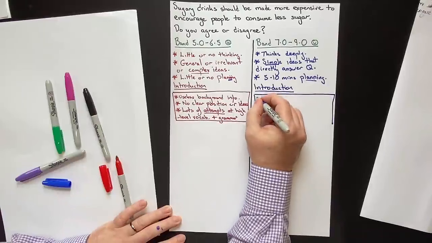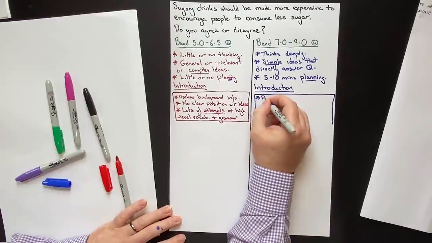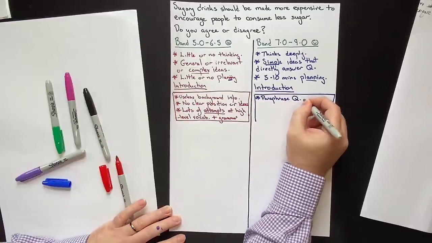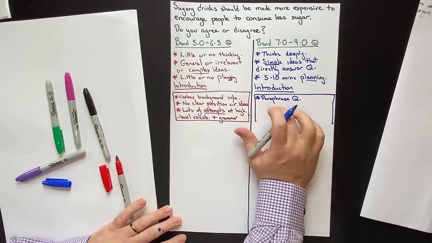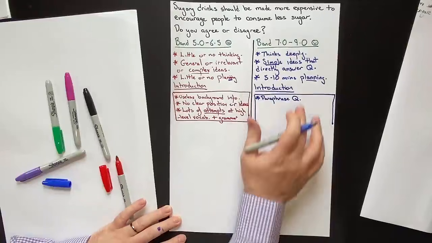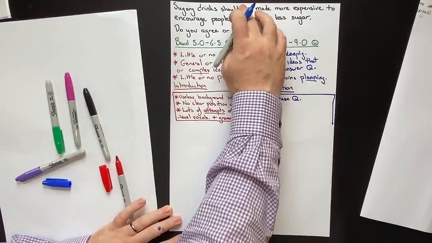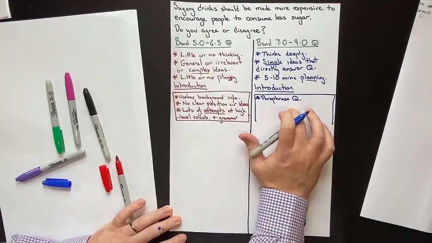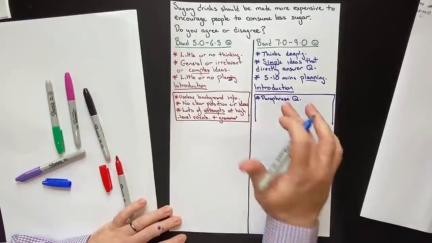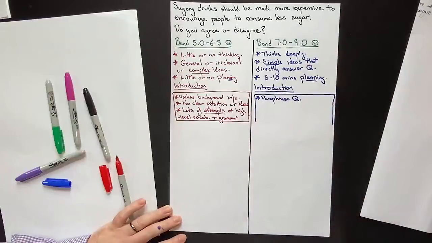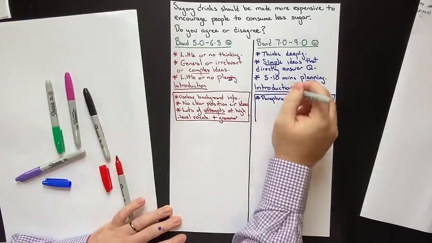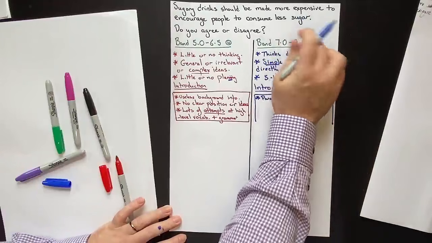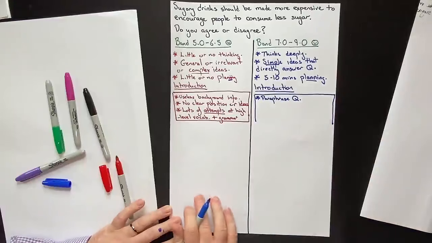What a band 7, 8 or 9 student does is the first thing they do is they paraphrase the question accurately. So what paraphrasing the question demonstrates to the examiner is that you fully understood the question. If you don't understand the question, then you cannot paraphrase the question. It also demonstrates that you have band 7, 8 or 9 level vocabulary and grammar, because you cannot paraphrase accurately and appropriately if you do not have band 7, 8 or 9 vocabulary and grammar.